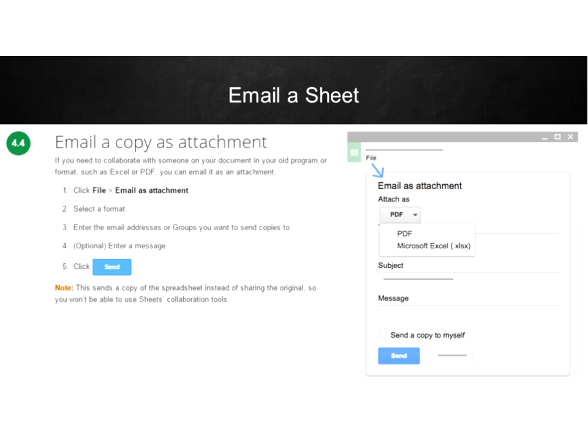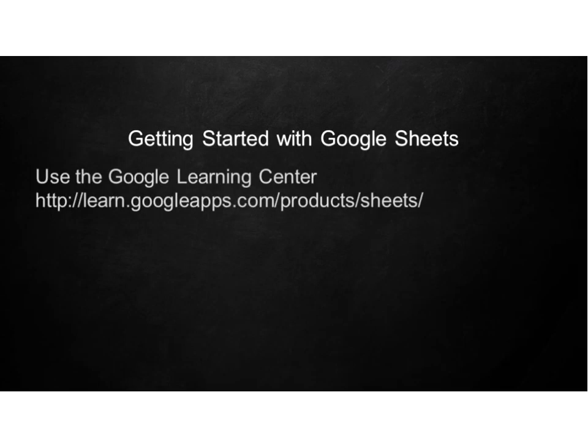And then emailing the sheet, so again, you can email as attachment, as I mentioned before. You can also turn it into a PDF if you wanted to sort of lock it so that someone couldn't edit it quite as easily. And then just enter the email addresses and click send.